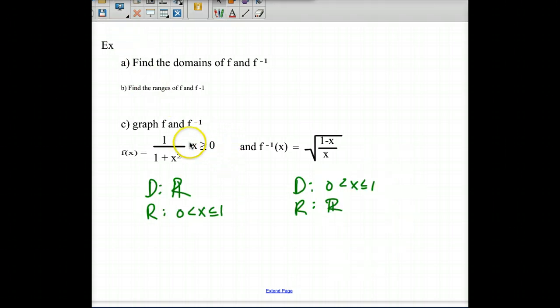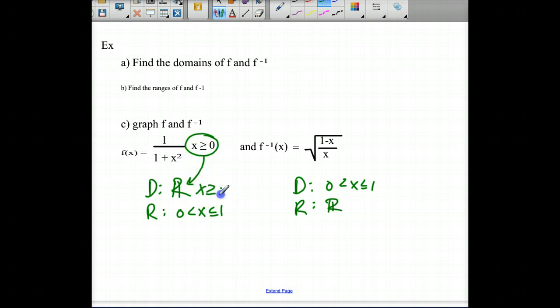Okay, one other thing we should notice is that this says x is greater than or equal to 0 here. So that means the domain, we know all real numbers would work, but they want to just restrict the domain to greater than or equal to 0. So that will change our range to just be greater than or equal to 0. So now let's look at the graphs of these two functions on a graphing calculator.